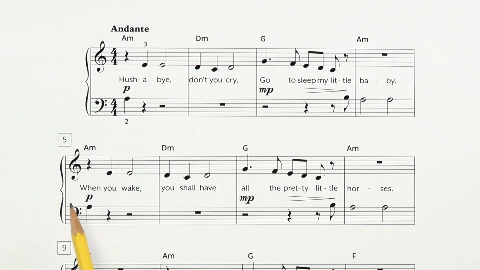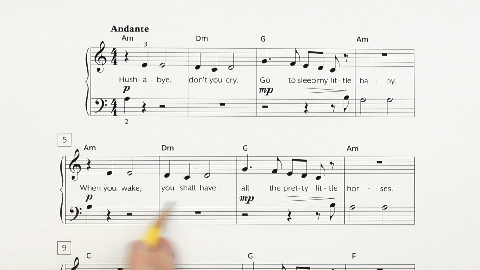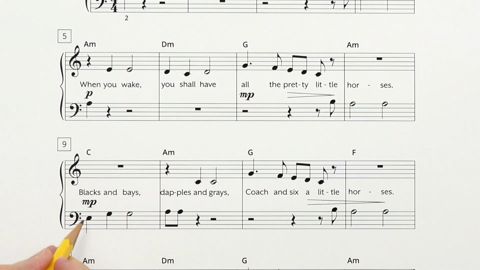Sometimes it looks exactly the same, but there might be one note that changes. But if you check every note, you can see the notes all match, the dynamic markings match, piano, mezzo piano, decrescendo. The only thing that's different are the words. So, good news, you already know how to play line two. Let's check out line three.